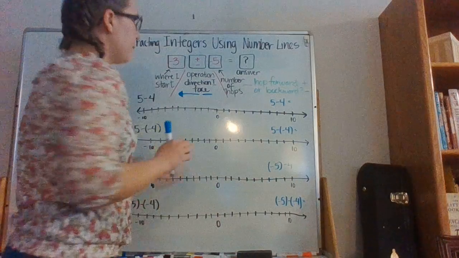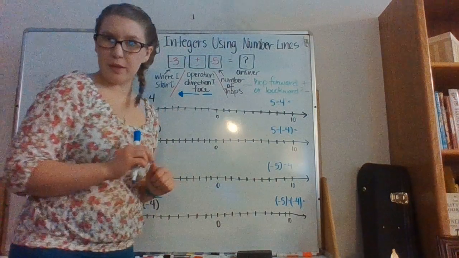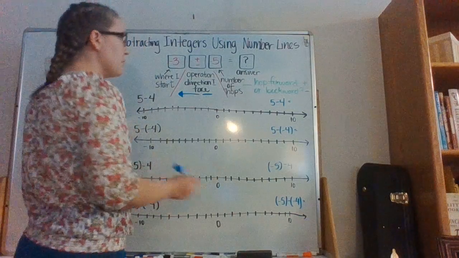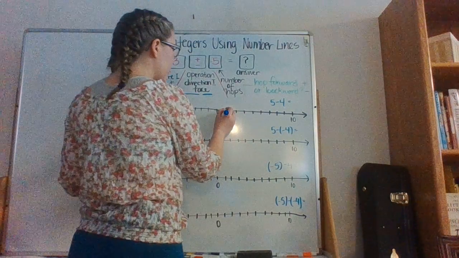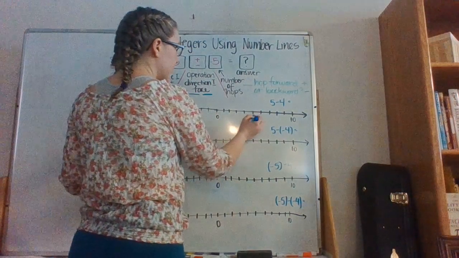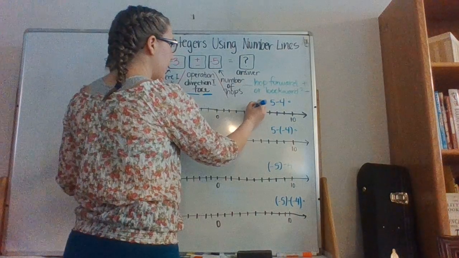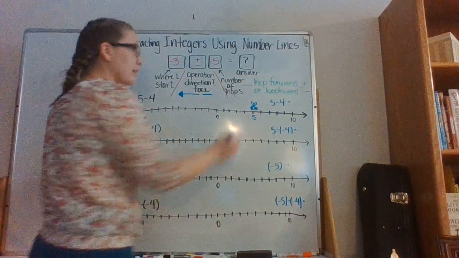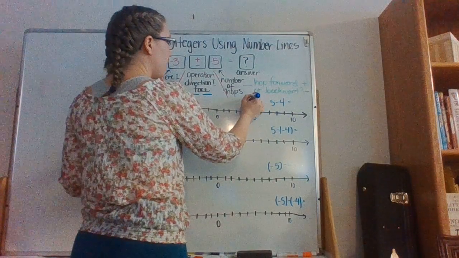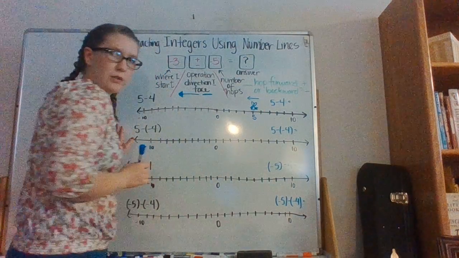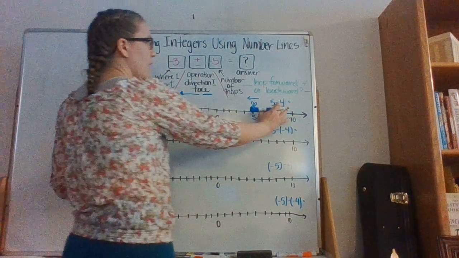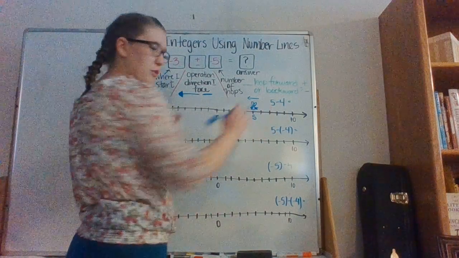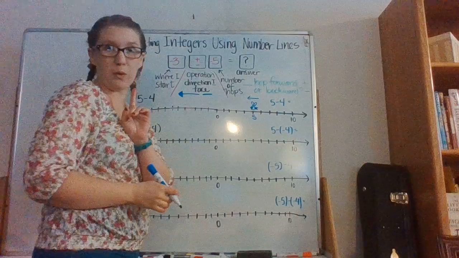So, my first problem, let's do something easy. So 5 minus 4, you already know what the answer is supposed to be. So I'm going to be starting at 5. Here I am with my bunny at 5. And then I am subtracting. So I'm subtracting, I face the negative direction. And then I'm going to look at this 4. Now this 4 is a positive 4, okay?